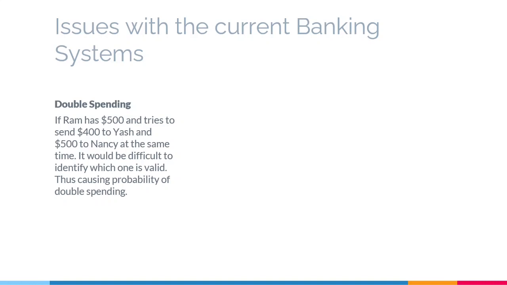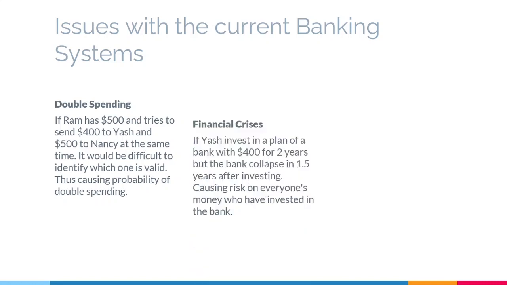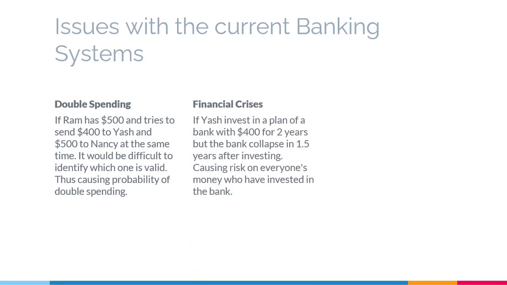Now, moving on to the next issue, which is financial crisis. So let's take a simple example to understand it more clearly. If Yash invested in a plan of a bank for 2 or 3 years, but unfortunately the bank collapses after 1.5 years of investing because of some reason, it could be anything like the owner of the bank committed a crime, etc. This leads to risk for the funds everyone invested in the bank.